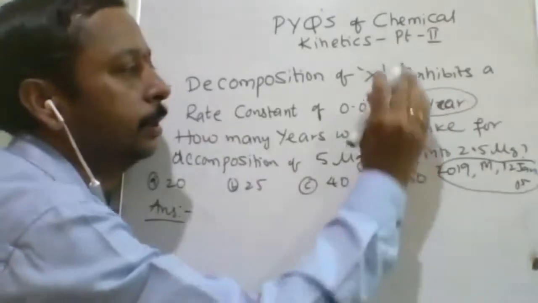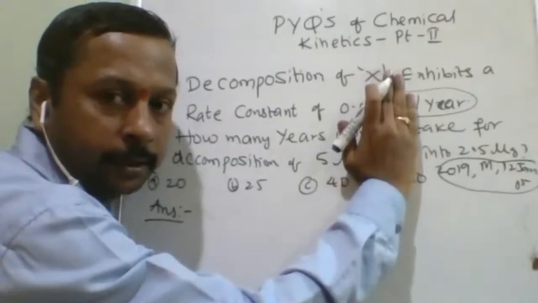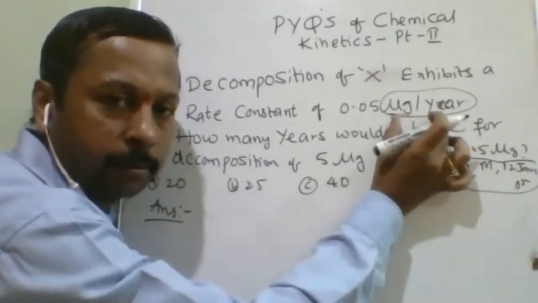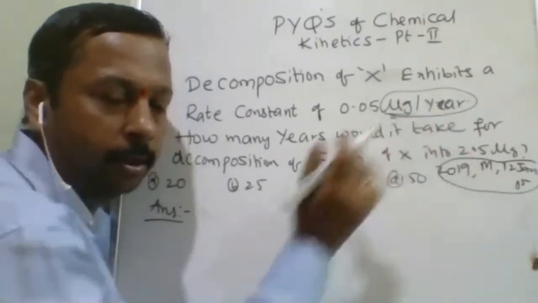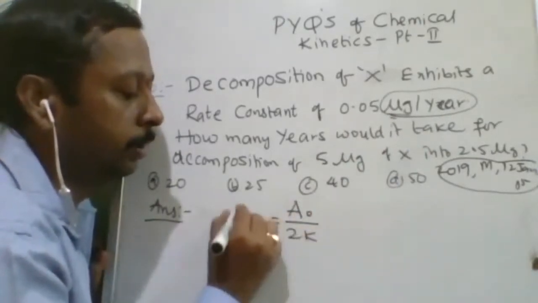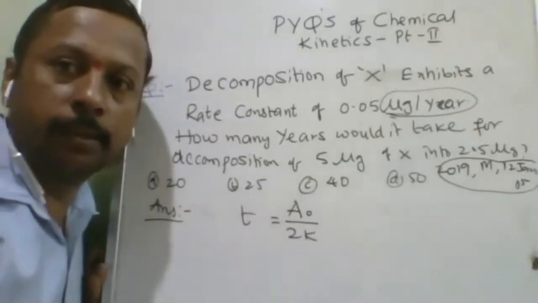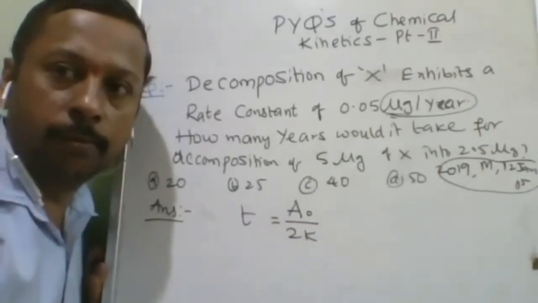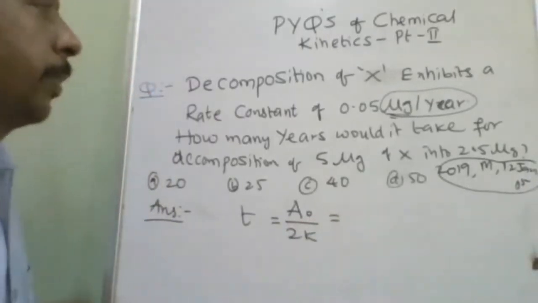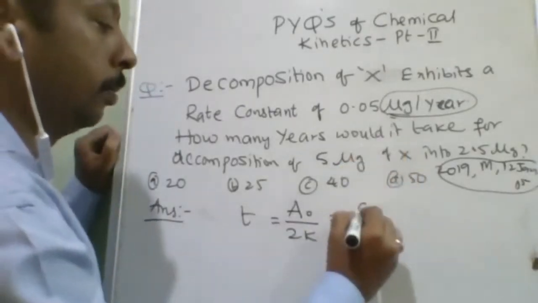From the units, if it is per time, then it is a first order reaction. If you are using micrograms per year, then it is a zero order reaction. Okay. So A0 by 2K. What is the formula? T half is equal to A0 by 2K. This is the formula for the zero order reaction. All of you can start noting down. So A0 by 2K. So what is A0?